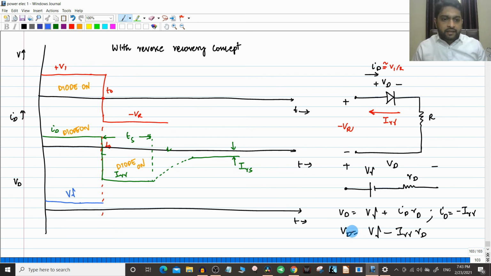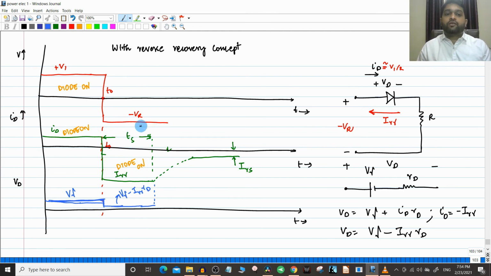You can clearly see now Vd value has dropped by this value of IRR into Rd. Initially it was V gamma, now it is V gamma minus IRR into Rd. So that value will drop by a small value. So we can just draw it like this. So this is V gamma. Now the value will drop like this, and the value at this particular point will be V gamma minus IRR into Rd. So that is the simple idea.